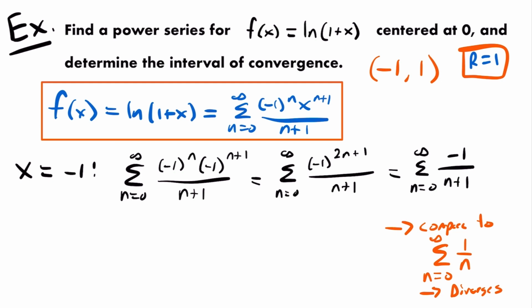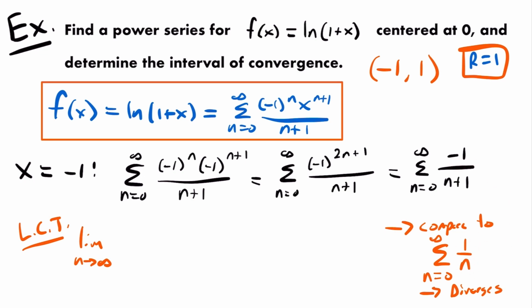All right, now in this case, I'm going to use the limit comparison test. And the limit comparison test allows us to do this. We will take the limit as n approaches infinity of the sequence from our original series divided by the sequence from our comparison series. And if that limit is equal to a finite value, then our series shares the same convergence or divergence as the comparison series.